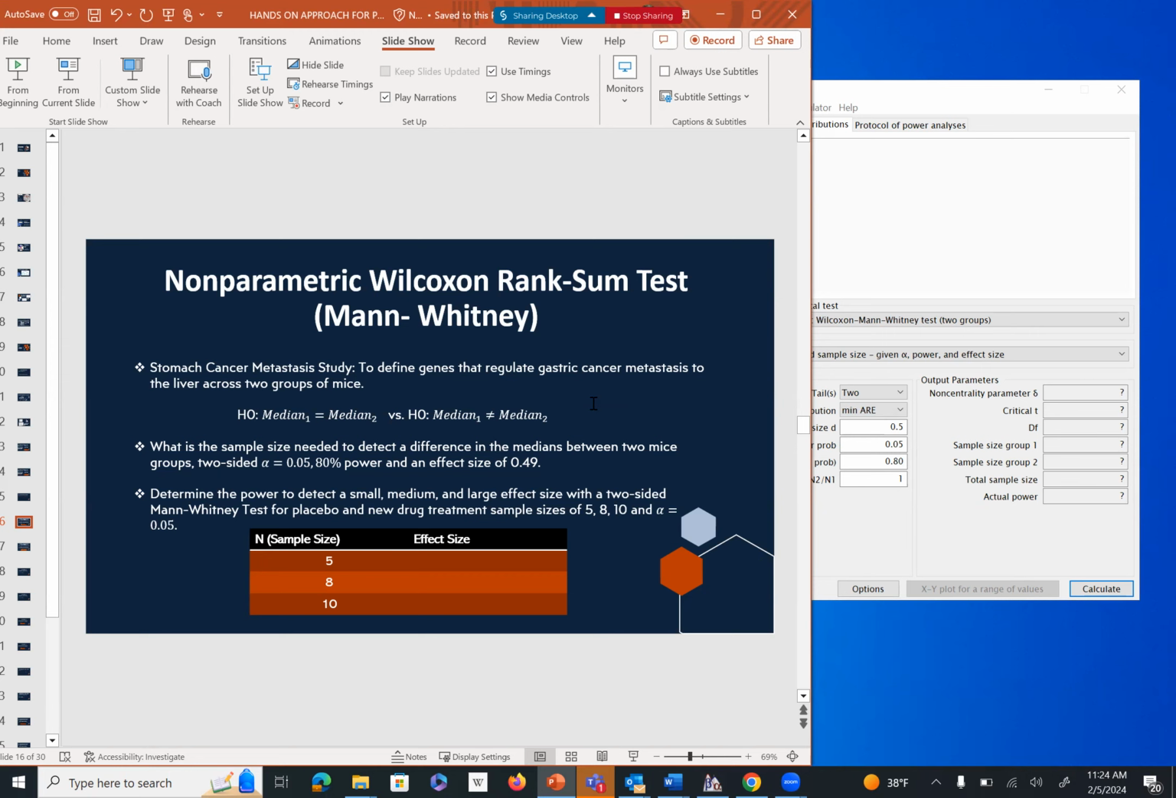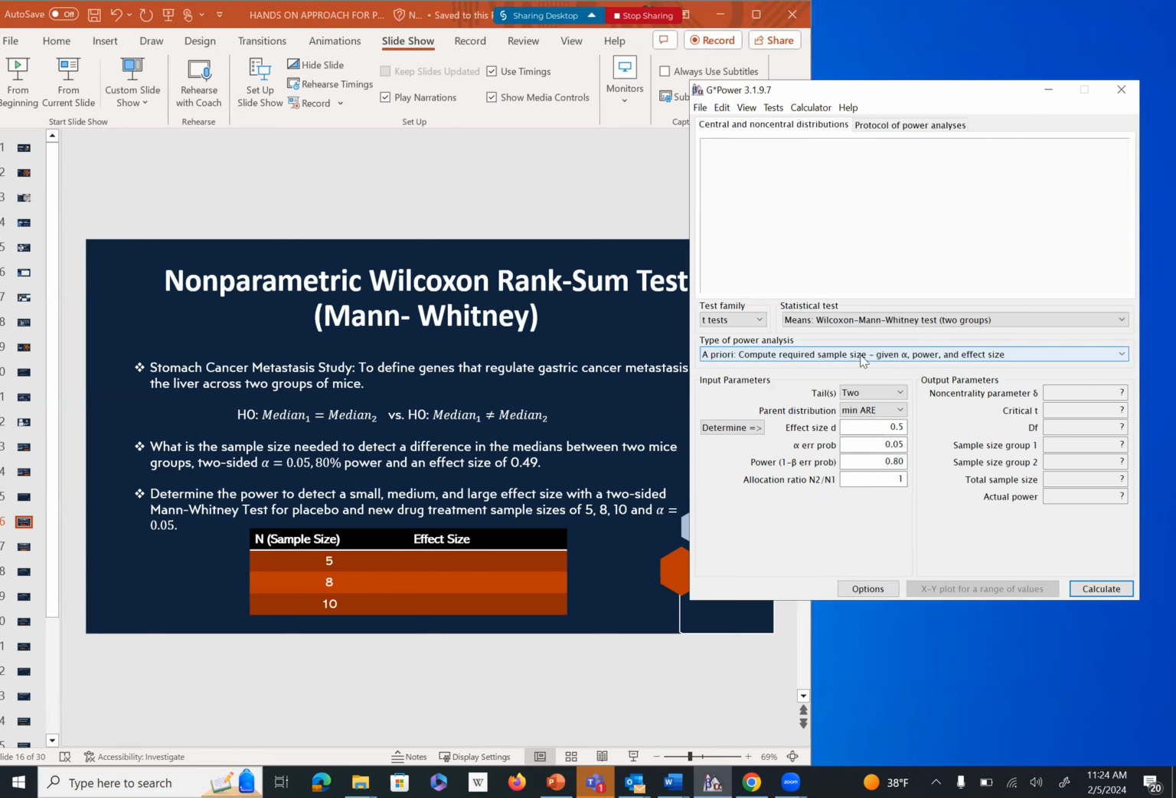And then our alternative hypothesis, since it is a two-tailed test, is that there will be some kind of difference. There will be a significant difference between the medians in the two groups. So here the question is, what is the sample size needed to detect a difference in the medians between two mice groups? Two mice groups, two-sided, our significance level is 0.05. We've been given 80% power and an effect size of 0.49.